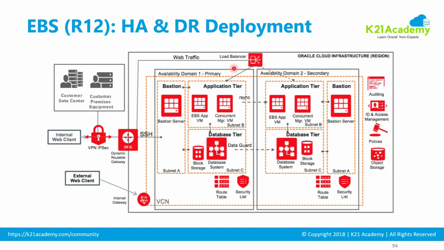And the public load balancer you configure across availability domains, primary and second standby. If it's a private load balancer, you configure it in availability domain 1 as well as in availability domain 2, and configure DNS on top of that to go to the primary load balancer. And if that site goes down, then you send it to the secondary load balancer. So that's high availability and disaster recovery for EBS R12.